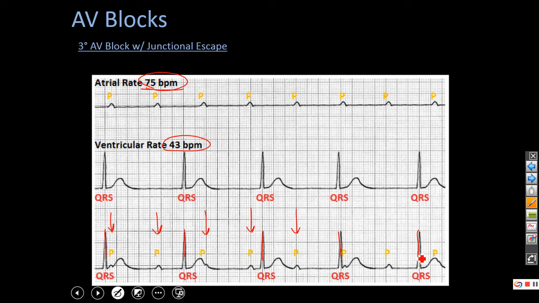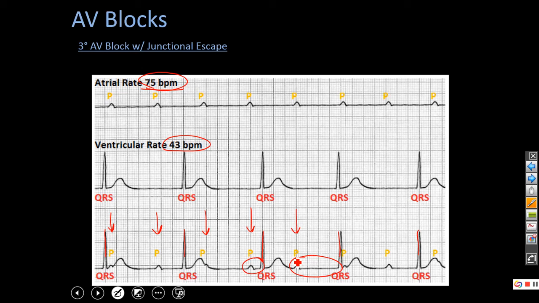And a lot of people get this confused with second degree AV block type 1, because in second degree type 1, you have lengthening PR intervals. So what some people do is they look at this PR and they'll say, well, it's getting longer, so therefore it must be second degree type 1. However, one of the defining characteristics of second degree type 1 is that where there's a block present, the R to Rs are irregular.